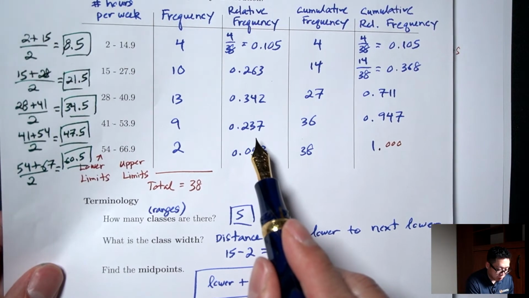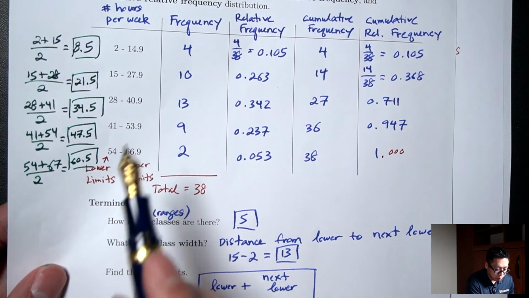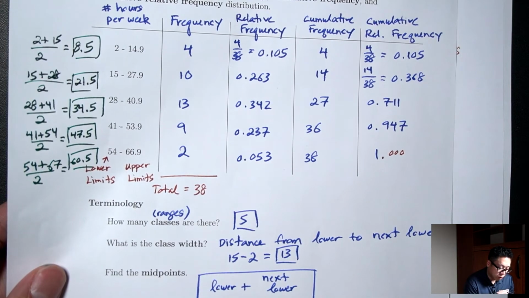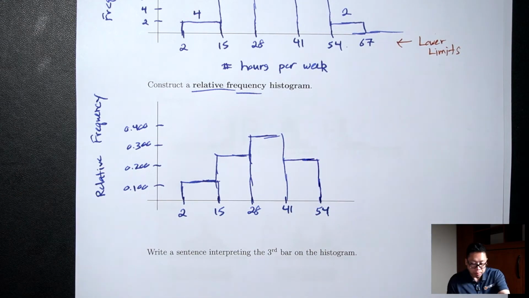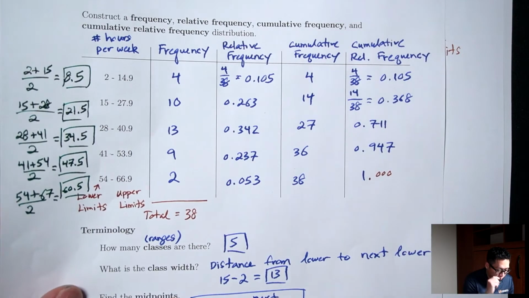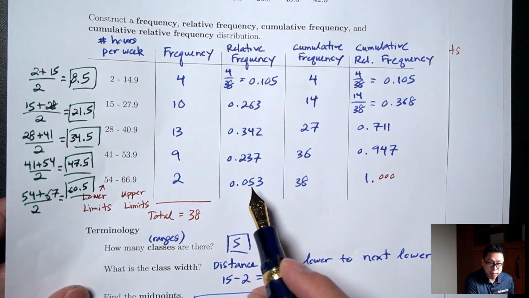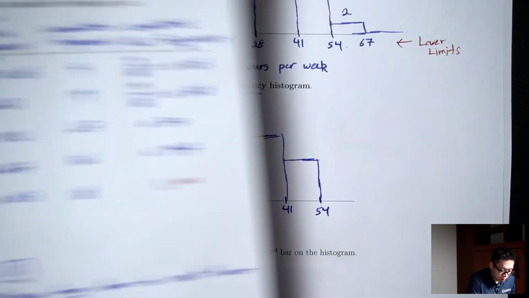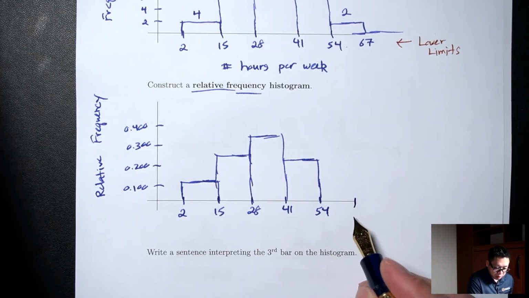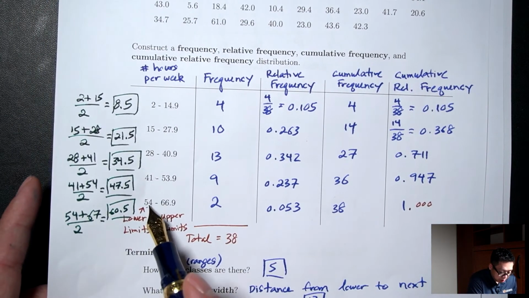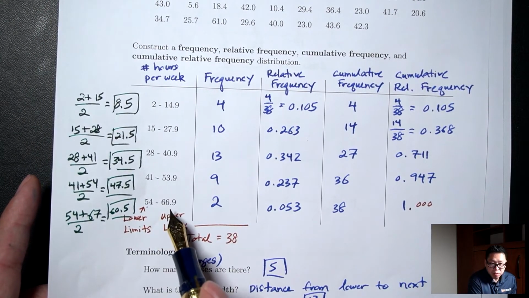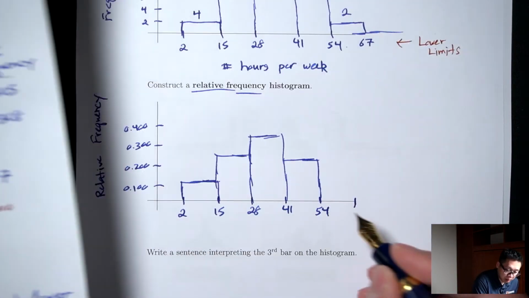Next up, 0.237. That's going to be over the range 41 to 53.9, which is about 54. Okay, I'm not done because I haven't made a bar for this last one, which is 0.053. That should be over the range 54 to something. What is this something? Okay, 54 to the next lower limit, which should be just right after 66.9, which is 67.